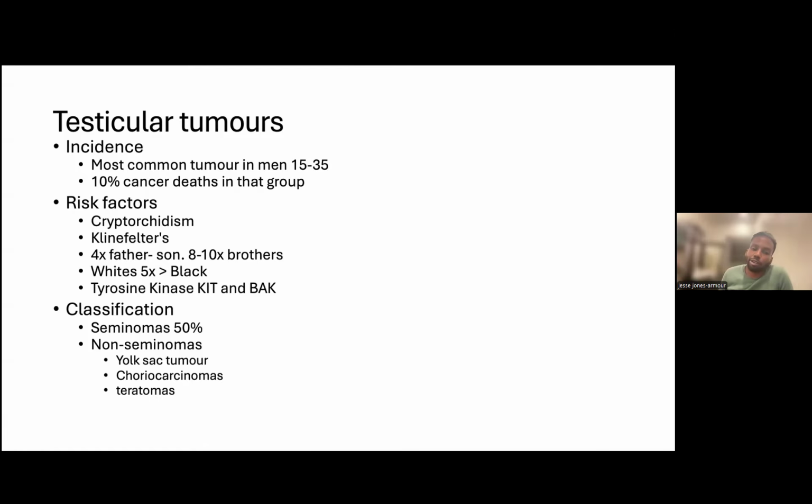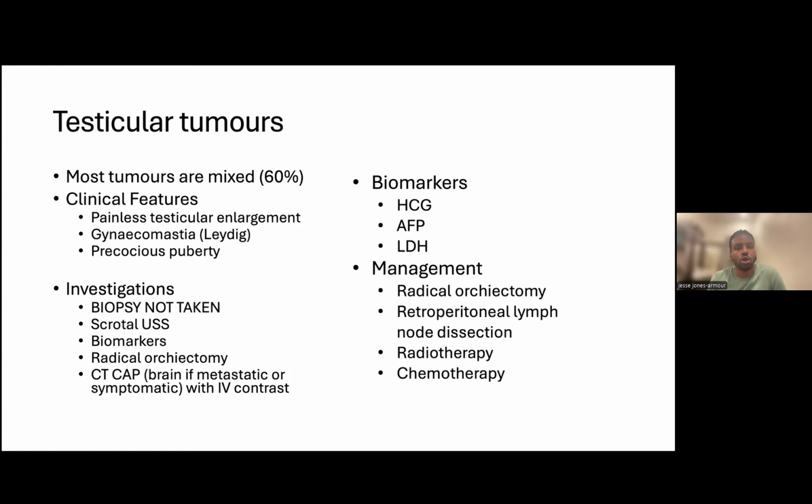And as we mentioned before, it is classified between seminomas as well as non-seminomas, which would be the yolk sac tumors, choriocarcinomas, and teratomas. So continuing with that, most of the tumors are mixed, up to 60% of them. The most common finding of testicular tumors are hard, painless, irregular testes. Sometimes you may have gynecomastia or precocious puberty, especially in the Leydig and choriocarcinomas.